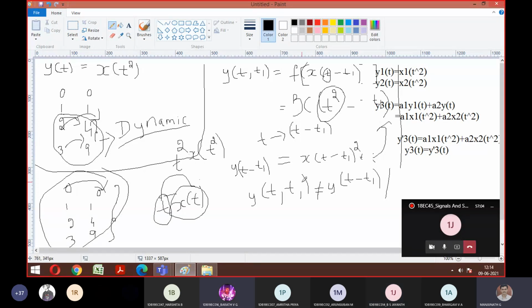Yes, sir. So hence we have finished all the things. You conclude the answer at the end as dynamic, linear, shift variant, non-causal and stable. That is the way you need to conclude the problem. I hope everyone understood this. Is it okay? So we'll do one more. We'll keep some more problems.